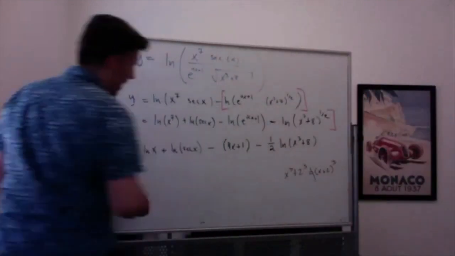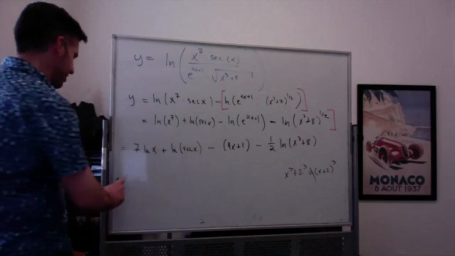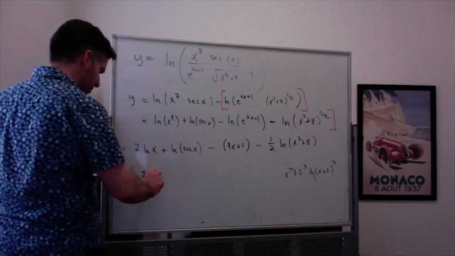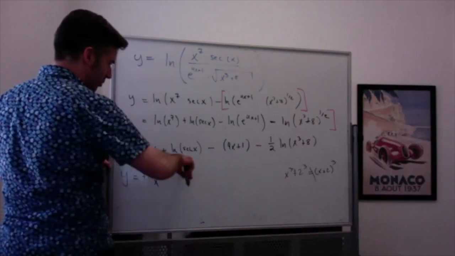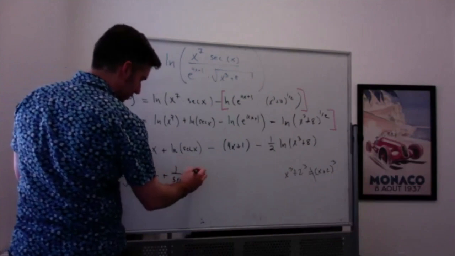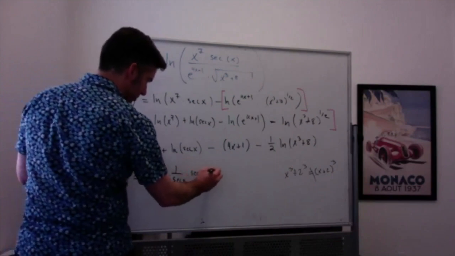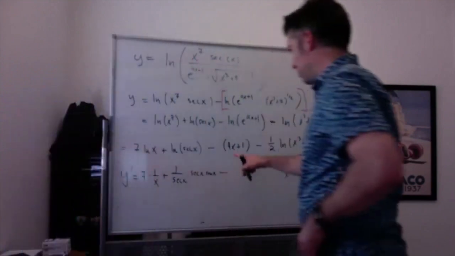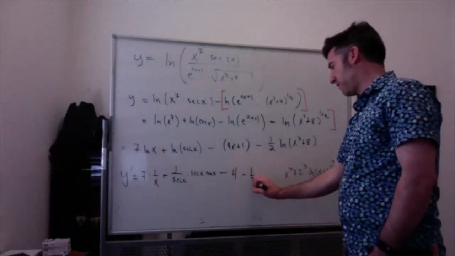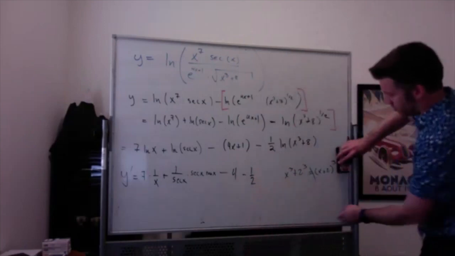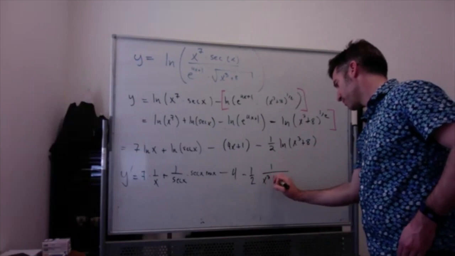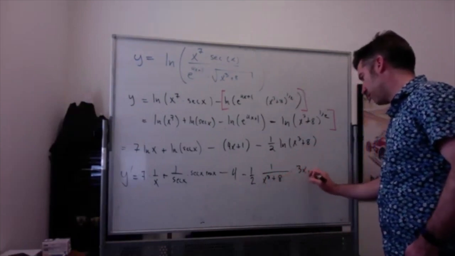And now, finally, I've gotten this as simply as possible. I'm going to take the derivative. So my derivative is going to be 7 times 1 over x plus 1 over secant of x times the derivative of secant, which is secant x tangent x, minus the derivative of 4x plus 1, which is just 4, minus 1/2 times the derivative of the natural log of x cubed plus 8, which is 1 over the stuff times the derivative of the stuff.